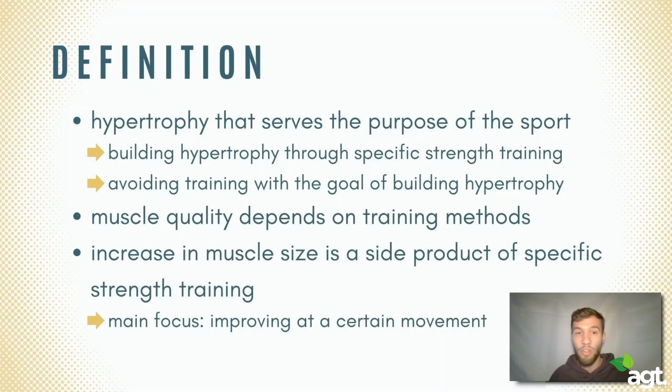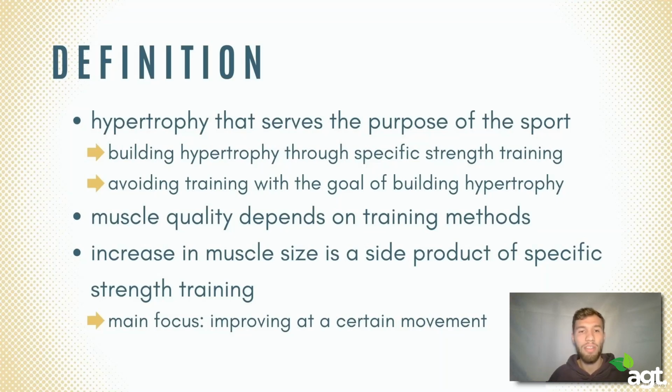So stop training with the goal of building hypertrophy. What I mean by that is you don't want to increase the size of your legs if you want to jump higher. Just do the exercises that help you to jump higher, lots of power exercises, speed with maximal intent, doing it as fast as possible, increasing your maximal strength maybe, and the hypertrophy will come automatically.